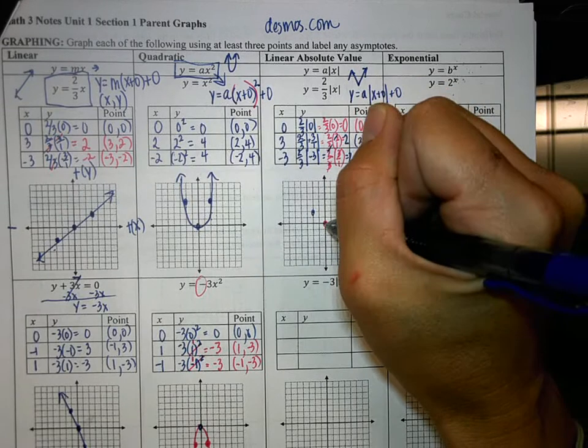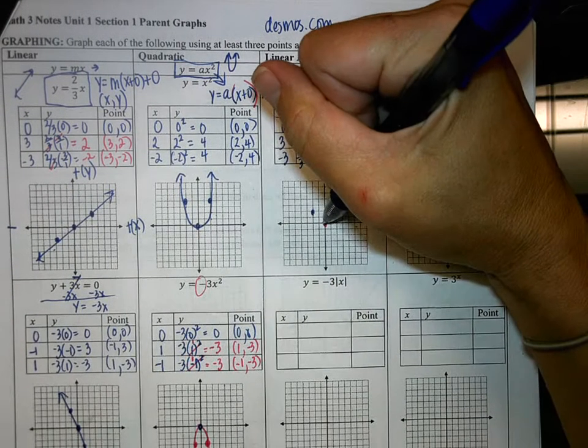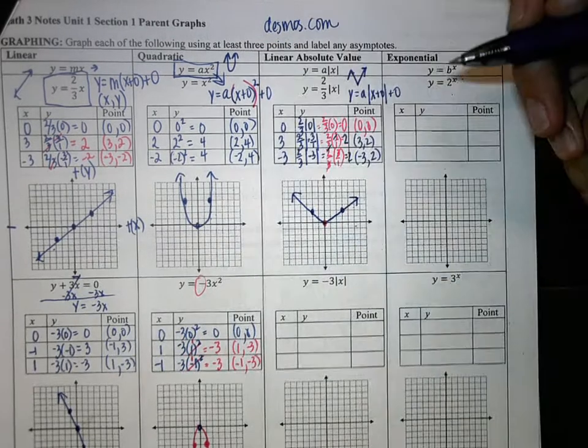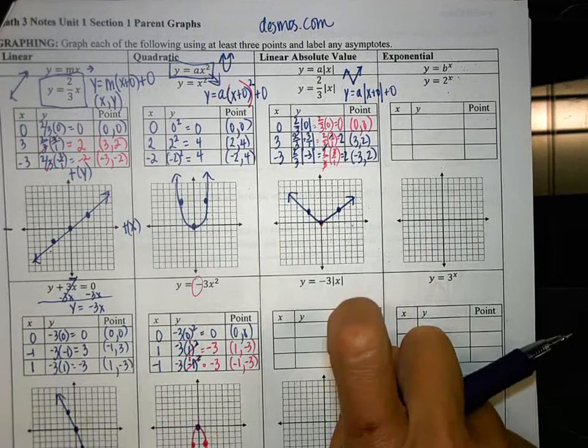And this one, make sure that when you draw it, you are drawing it as lines. Okay, so this one, it's curves and absolute value, they're lines.